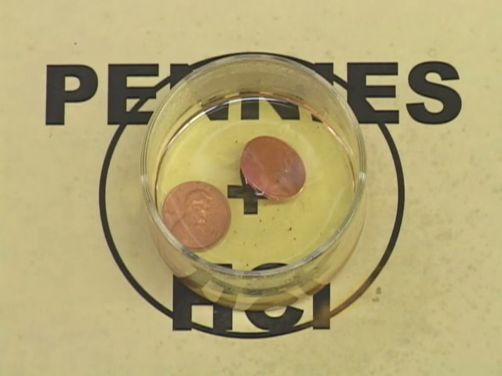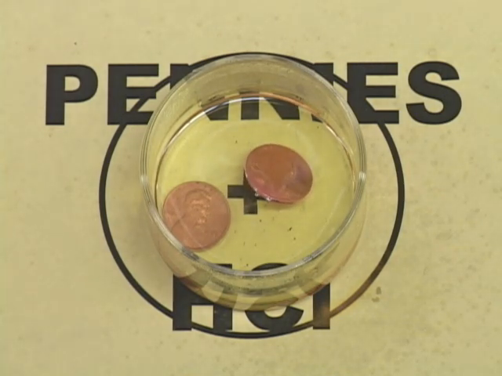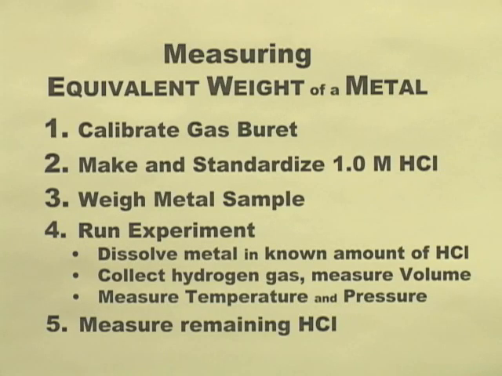After a couple of hours, the 1981 penny still looks the same, but the 2004 penny is actually floating. It's still bubbling and it's floating. Now, why do you think that is? Let's get back to the experiment.